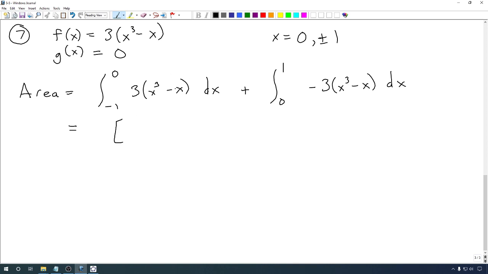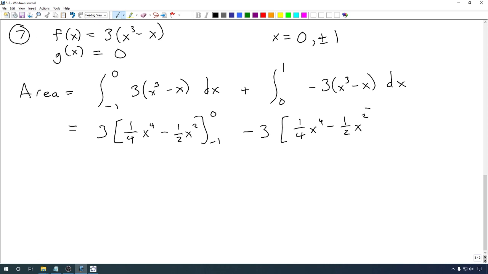We'll go ahead and take an antiderivative. So I'll move the 3 outside. It's not too important to have inside, but the x cubed becomes x to the 4th, and we have to divide by the 4. The x becomes an x squared, and we have to divide by the 2. Take that from -1 to 0. Here, let's pull the -3 out. So minus 3 times, well, we're still finding an antiderivative of x cubed minus x. And we've already found that antiderivative. We'll just reuse it here. That's from 0 to 1.